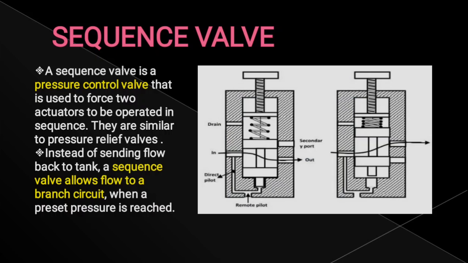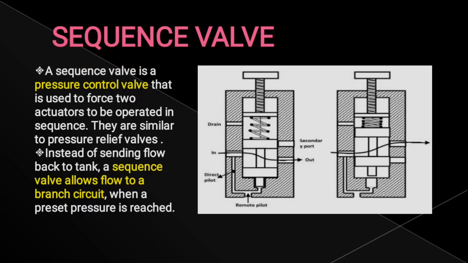We will move on to the next, the sequencing valve. As we have seen, the pressure relief valve is always used after the pump. After the pump, you use the pressure relief valve. Then it is the DCV, direction control valves. But sequence valves are used after the direction control valve.